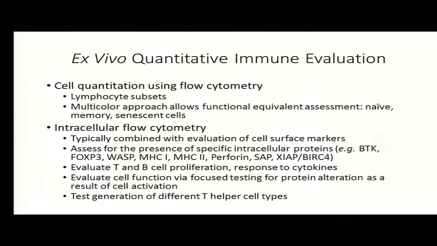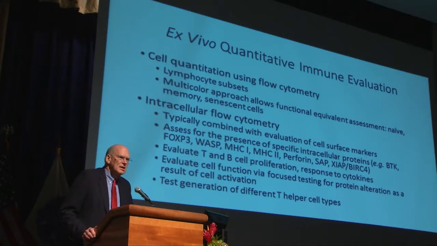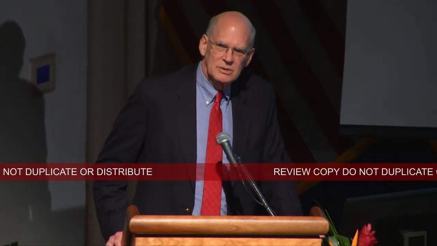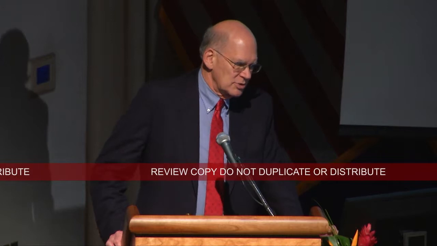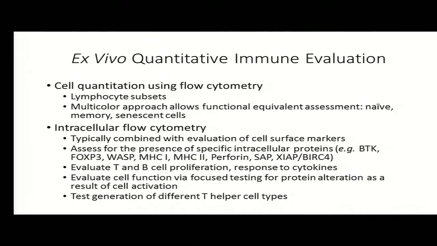So we talk a lot in immunity about naive cells, memory cells, senescent cells. These are markers of cell function. They're not absolute. And what I'm going to touch on, and you actually saw a slide in one of the slides that Raffaella showed, is intracellular flow cytometry. This is typically combined with the evaluation of cell surface markers. So we can look at T cells separately from B cells, separately from NK cells. We can look at monocytes, et cetera. We can assess for the presence of specific intracellular proteins.